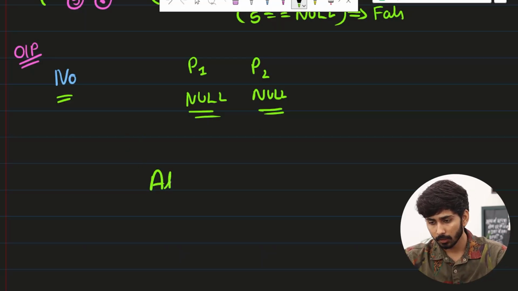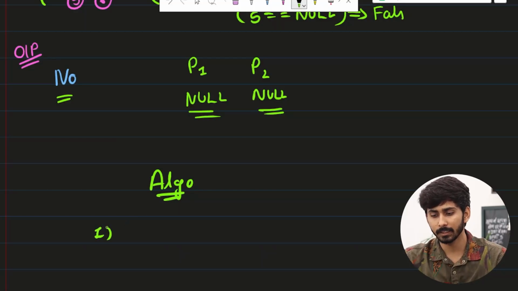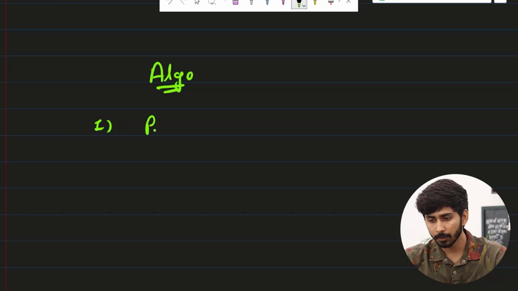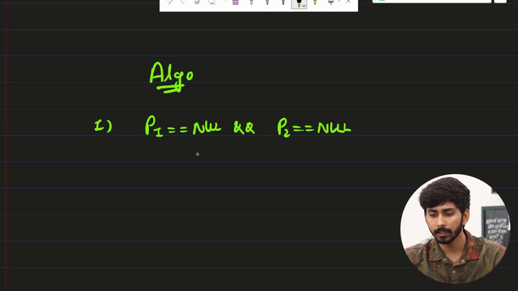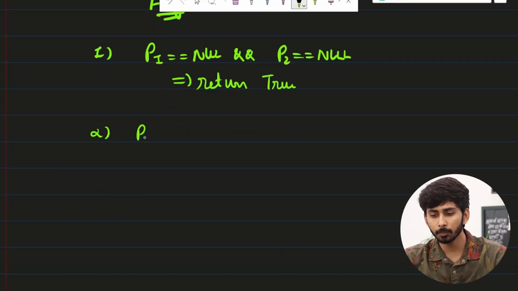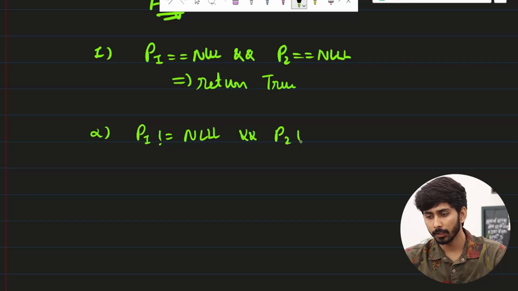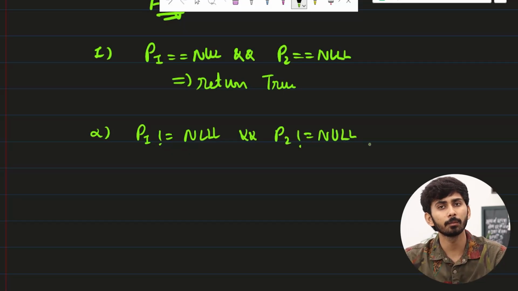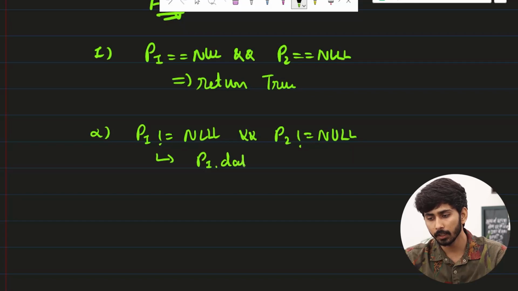So let's have a look at this algorithm. The first thing that we need to check is if pointer 1, p1, is null and pointer 2, p2, is also equivalent to null. In that scenario, we can simply return true. Okay, fine. Now what can be the other scenario? The other scenario is that p1 and p2, both of them are not null. If both of them are not null, then first of all, you need to check the values of p1 and p2. p1 dot data, is it equal to p2 dot data? Yes or no?